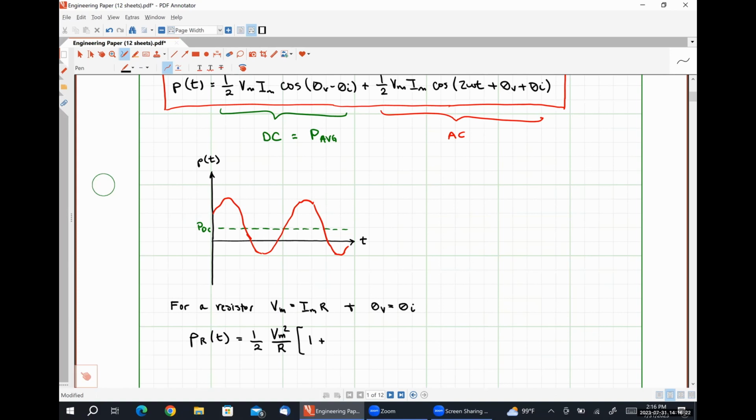So we're going to have 1, then we have a 1/2 Vm Im, so that's the same thing as 1/2 Vm squared over R. Now I'm going to have cosine twice omega t, and since theta V and theta I are equal, I can call theta V plus theta I twice theta V. So now we have expressed the instantaneous power absorbed by a resistor purely in terms of voltage related quantities, right? We only need to know the magnitude of the voltage and the phase angle of the voltage in order to solve for the power. What would the average power be?